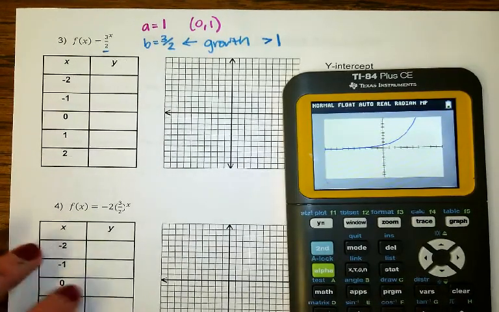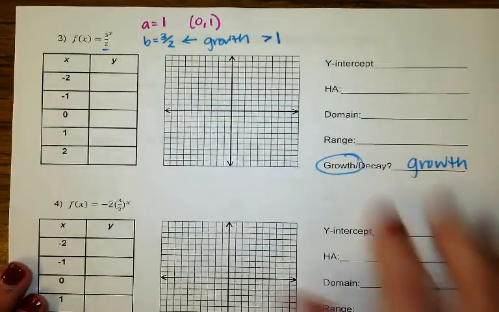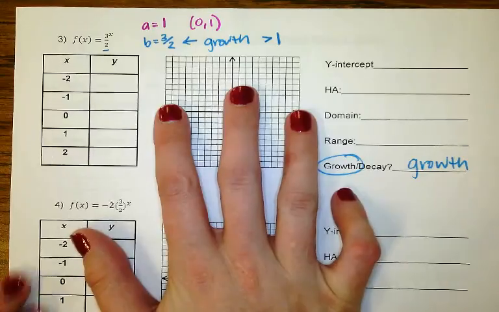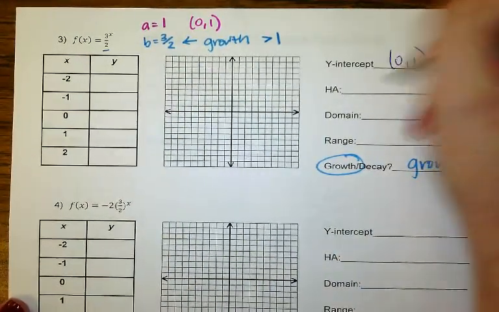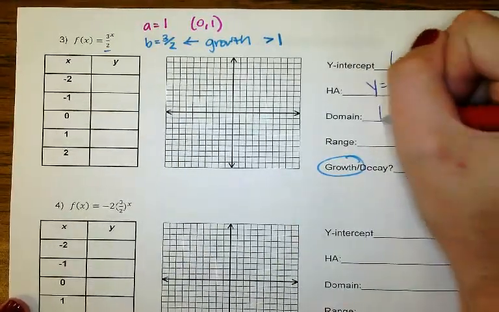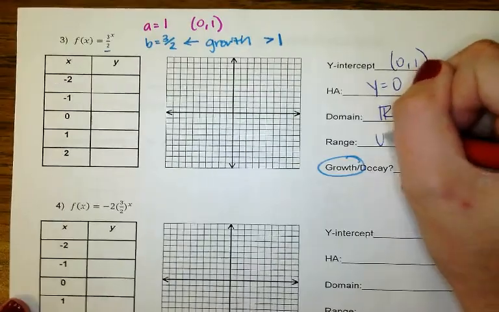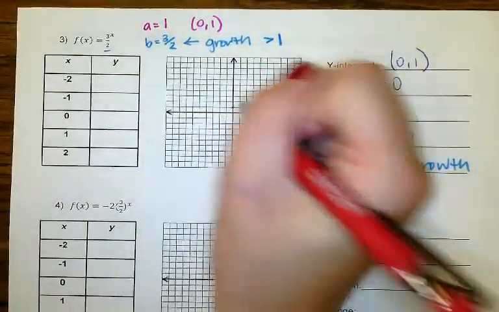So, guys, this one, I'm not going to go through everything with y'all. I can put it up here. The y-intercept was (0, 1). The horizontal asymptote, again, is y equals 0. My domain is all real numbers, and my y is greater than 0. So if we actually graph this, you would be able to see the different growth that happened here, okay?